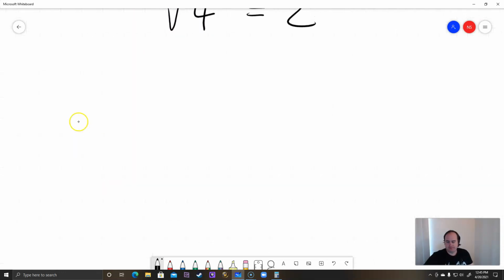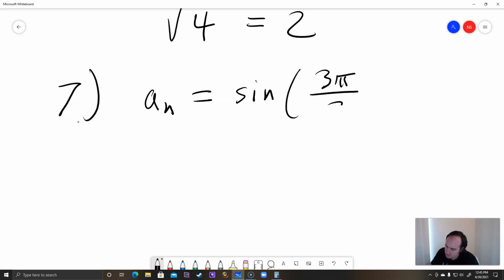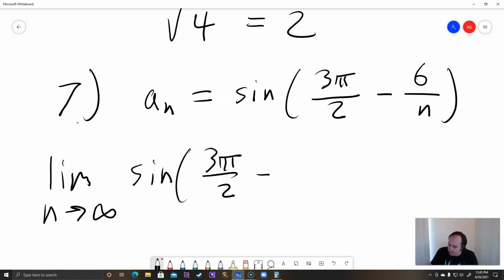So number 7. Number 7 is a sub n equals sine of parentheses 3 pi over 2 minus 6 over n. Once again we're going to find the limit as n goes to infinity of this. So limit as n goes to infinity of sine of 3 pi over 2 minus 6 over n.